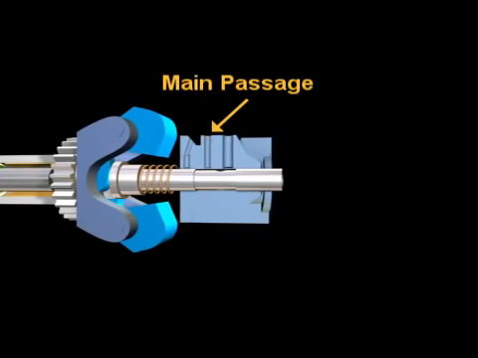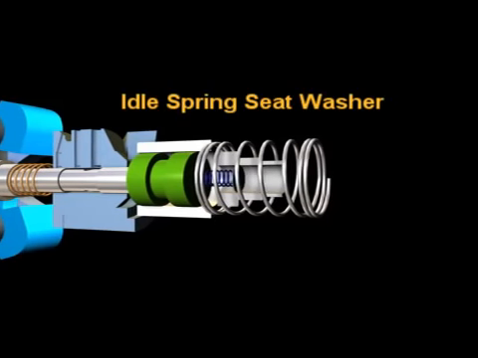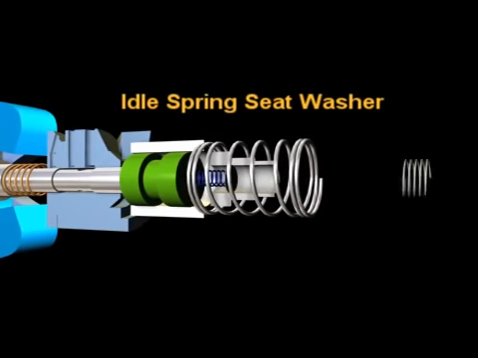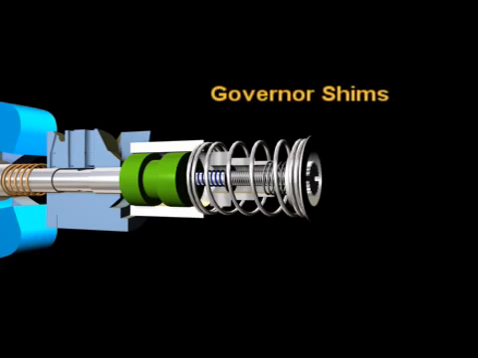idle spring plunger or button, idle plunger guide, idle spring, governor spring, idle spring seat washer, idle screw retention spring, idle speed adjusting screw, governor shims.